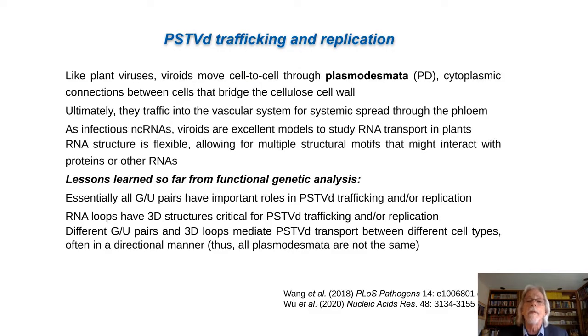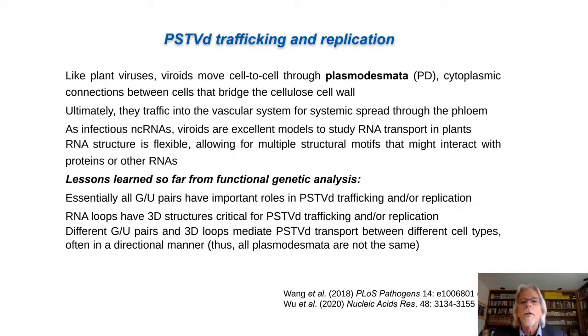So let's talk about that for a minute. Like plant viruses, viroids move cell to cell through structures called plasmodesmata, which are cytoplasmic connections between cells that actually bridge the cellulose cell wall. And ultimately, of course, they get into the vascular system, as I mentioned earlier. Now, as infectious non-coding RNAs, viroids are really excellent models to study RNA transport in plants.